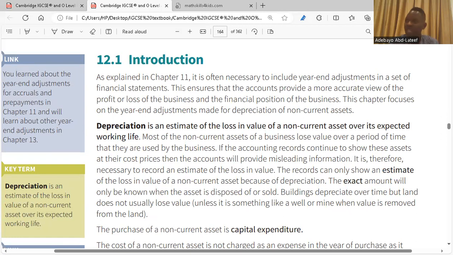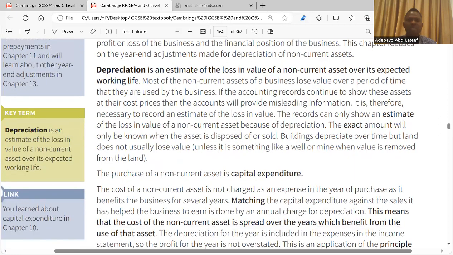So if we are doing that, we also have to take into consideration the wear and tear of those assets, because we continue to use them in operations. So the machinery we bought this year will not be the same in two years' time. So we should start taking into consideration its depreciation value. That is what they are saying here. So this is where depreciation comes in. This chapter focuses on year-end adjustments made for depreciation of non-current assets.